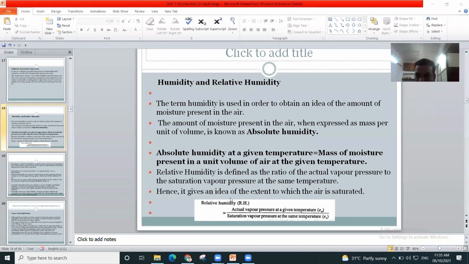The ratio is relative humidity. So that is the ratio of EA by ES. EA is actual vapor pressure and ES is the saturation vapor pressure.